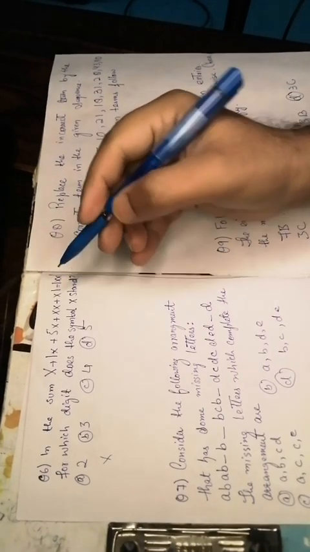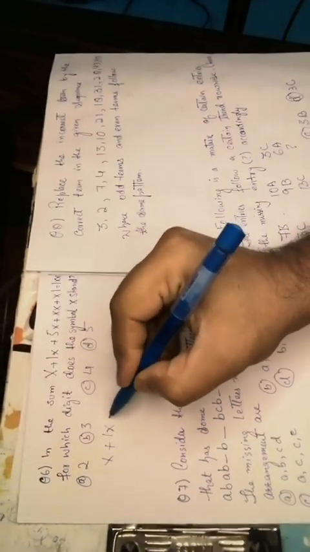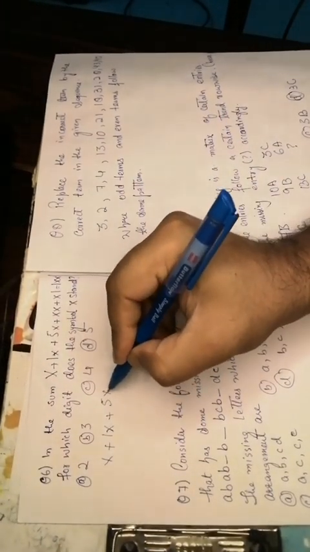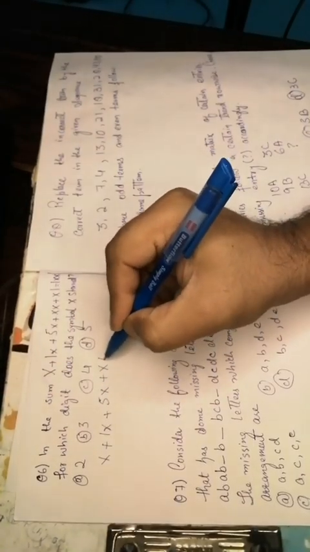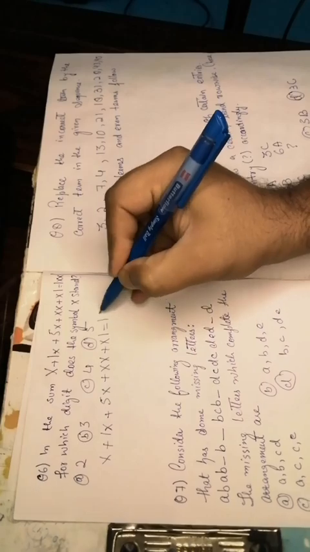Hello everyone. So this is the questions of coding and decoding. It's question number 6. In the sum x plus 1 plus x plus 5x plus xx plus x1 is equal to 1xx. So it's like this: x plus 1x plus 5x plus xx plus x1. It should be equal to 1xx.